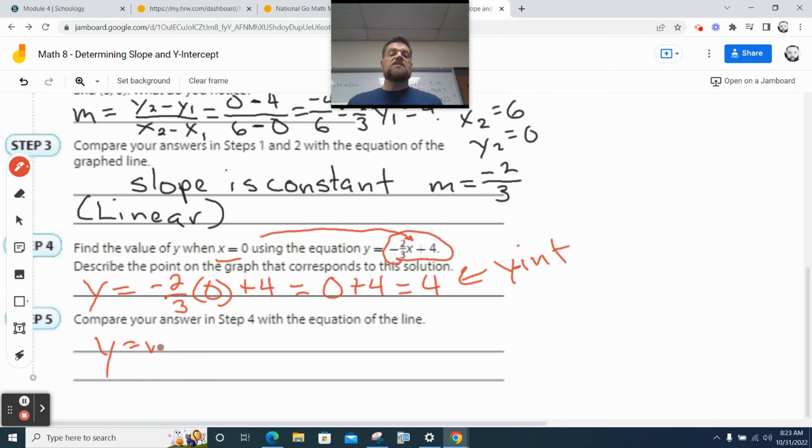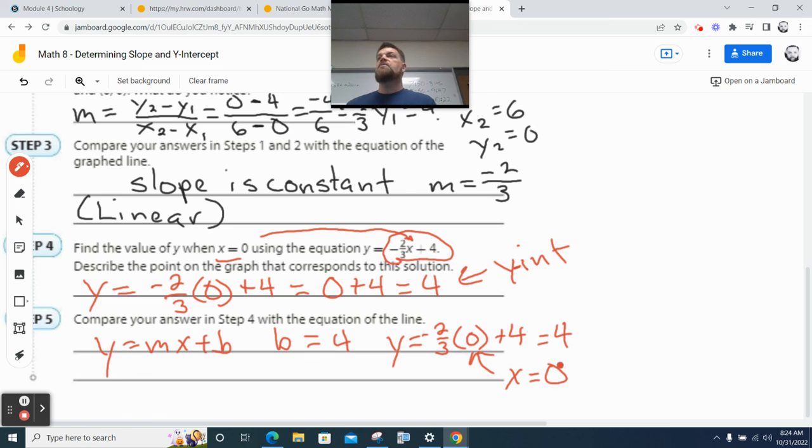So when we compare this, a linear equation is y equals mx plus b, b equals 4, and y equals negative 2/3 times 0 plus 4 equals 4. In other words, when x equals 0, my y-intercept is 4.